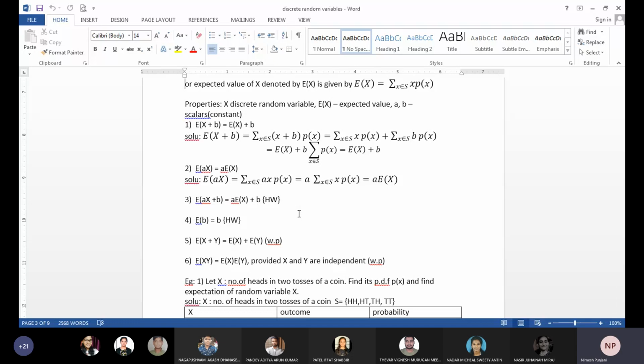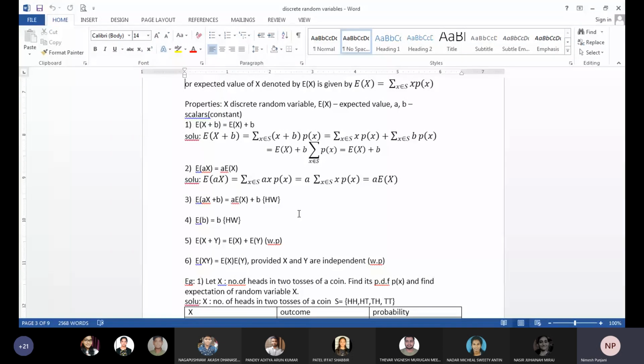Expected value of x plus b is expected value of x plus b, where b is a constant. Expected value of ax is a into expected value of x. Again, a is a constant. Expected value of ax plus b is a times expected value of x plus b. Expected value of b is b. Expected value of x plus y is expected value of x plus expected value of y.